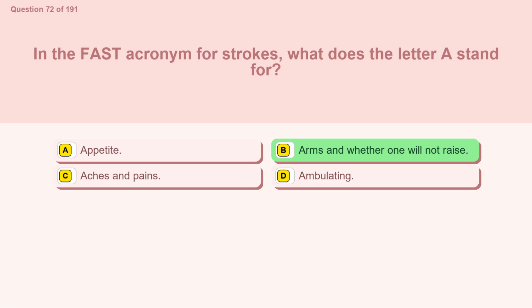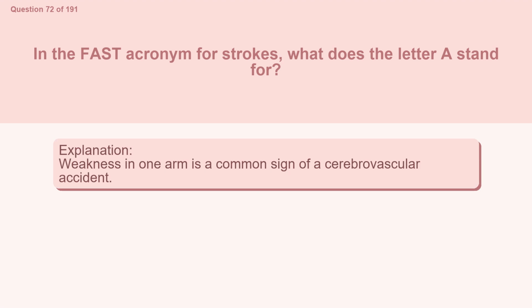Arms and whether one will not raise. Weakness in one arm is a common sign of a cerebrovascular accident.